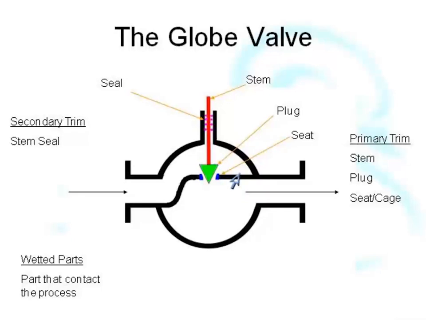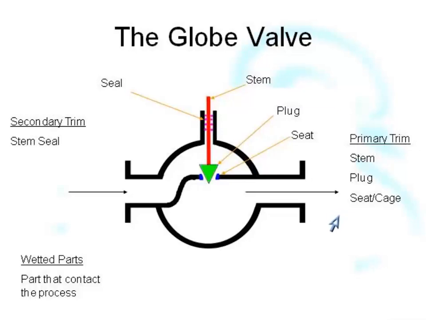Whenever we're dealing with any process control thing, whether it's a valve or a flow tube or whatever, we always worry about what comes into contact with the actual process. And the parts of the valve that come into contact with the process, they're called the wetted parts. And we're often asked to specify the wetted parts, and so you have to be aware of what the process is so you can specify the wetted parts. So we have the primary trim, which is the bits that change the flow.